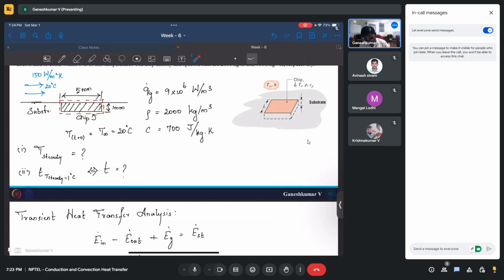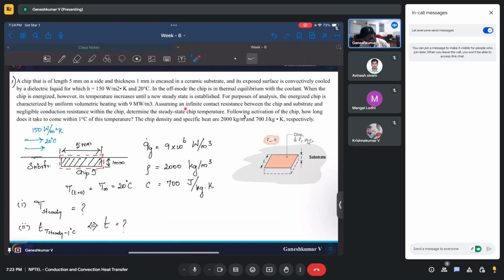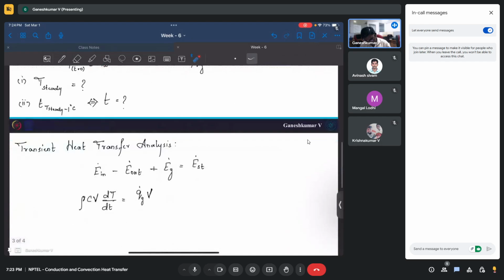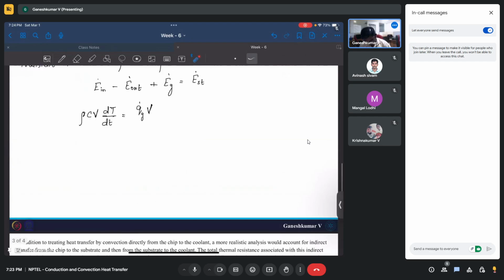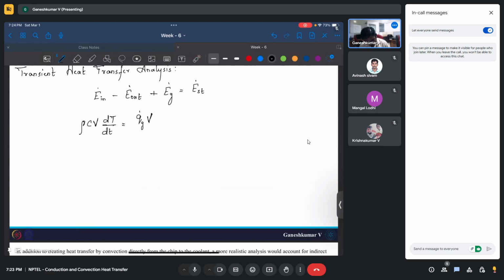Ideally, what they have said is assuming infinite contact resistance, which means there's an infinite resistance to heat transfer between the chip and the substrate, which means there is no heat flowing from the chip to the substrate. So we are going to make that assumption, which means we have only one heat transfer, the convection heat transfer exposed on top of the chip. So that would lead to a reduction in the energy terms, which will be h A_s (T minus T infinity).